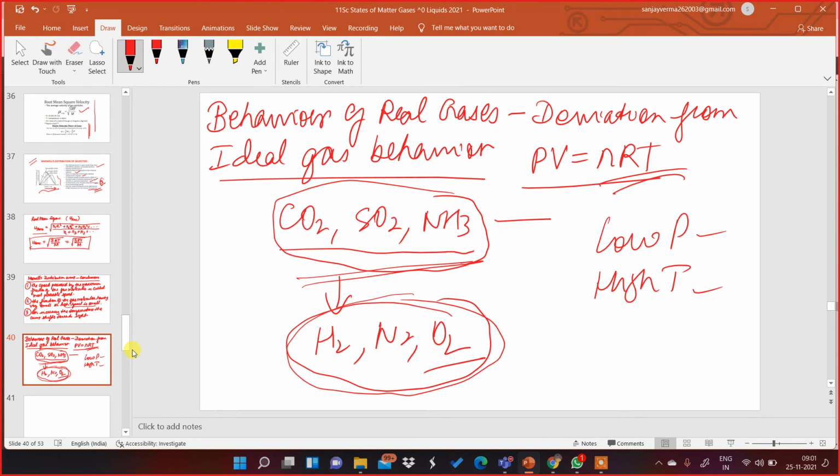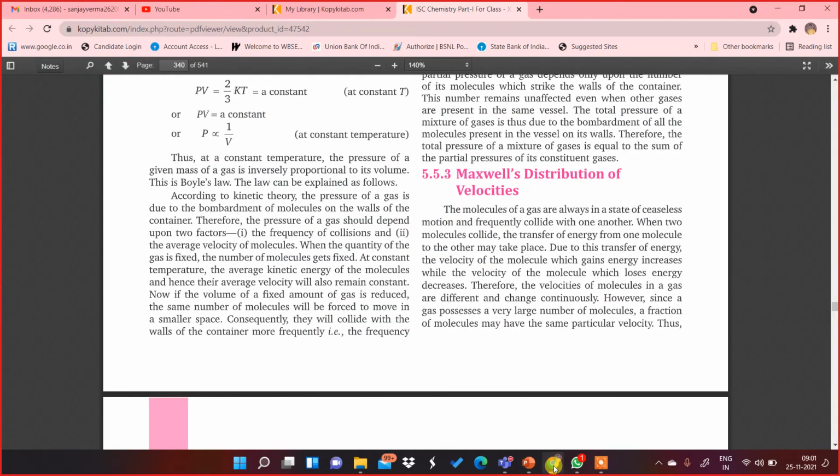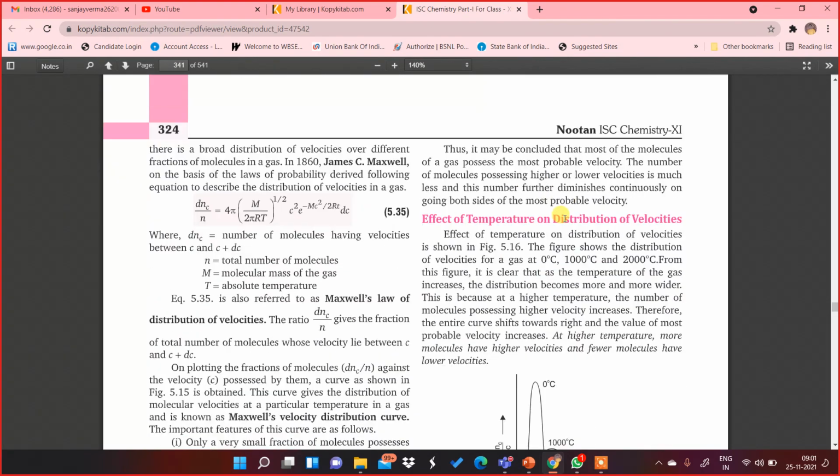Now the study of deviation from ideal behavior is an important thing in this chapter. There is a convenient way of showing the deviation of gas from ideal behavior. Now I will refer to the textbook for a while and then I'll proceed further with the explanation. So have a look at the book. This Maxwell distribution of velocities I've already explained to you.